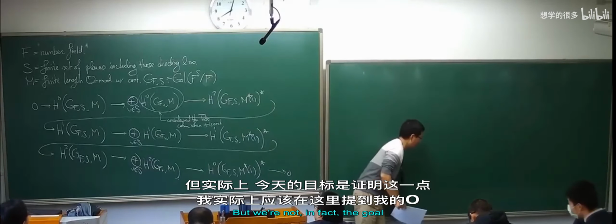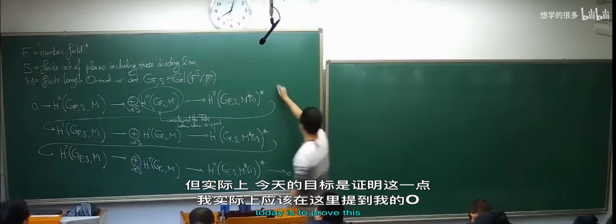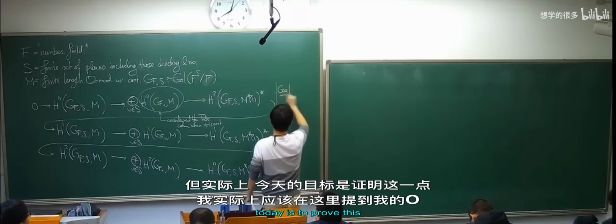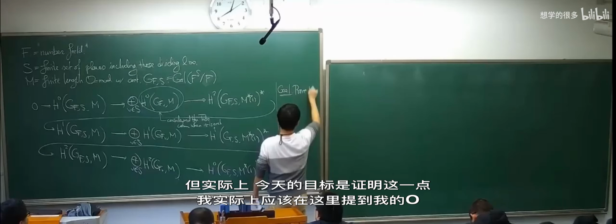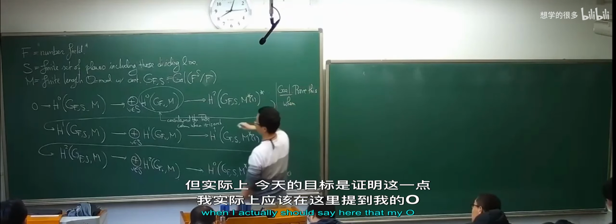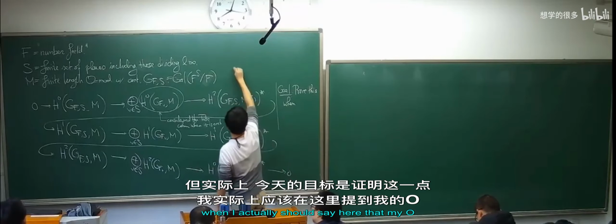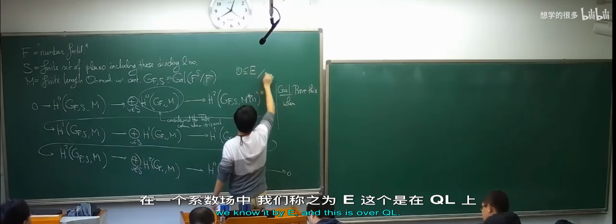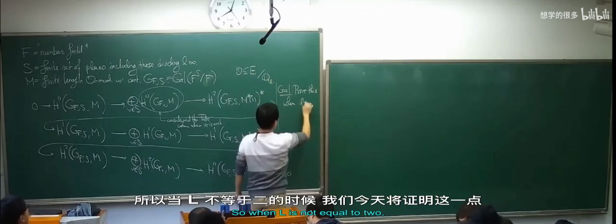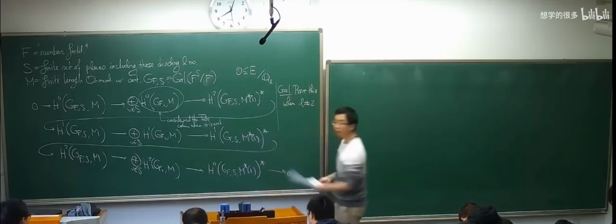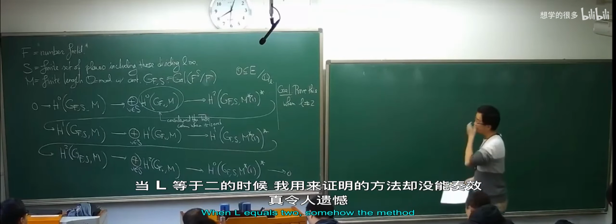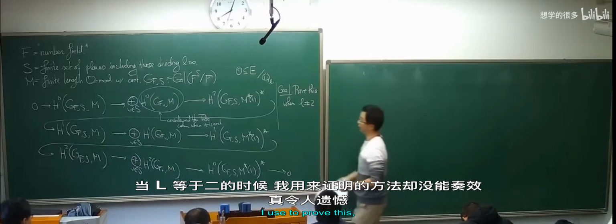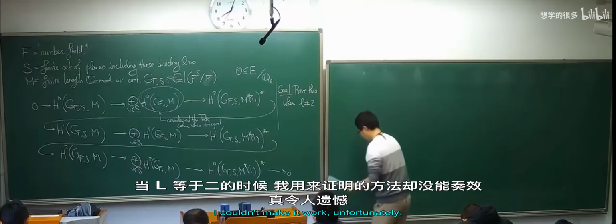In fact, the goal today is to prove this. Maybe I should say here that my O is in a coefficient field I denote by E, and this is over Q_L. So when L is not equal to 2, we're going to prove this today. When L equals 2, somehow the method I used to prove this, I couldn't make it work, unfortunately. But we'll see.